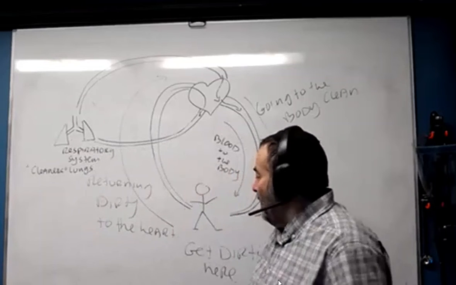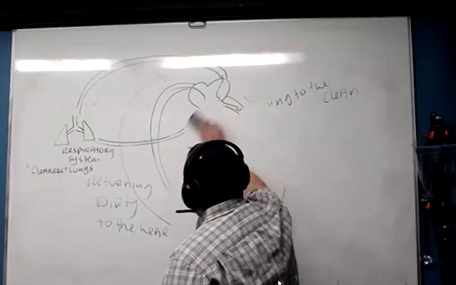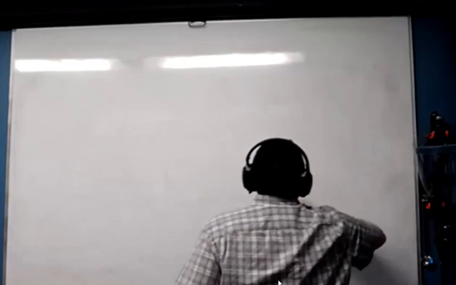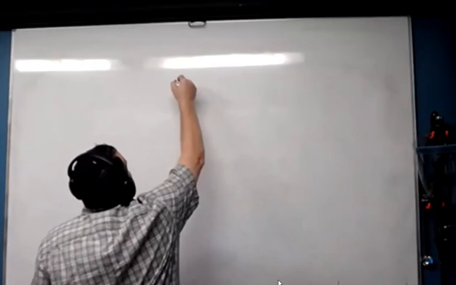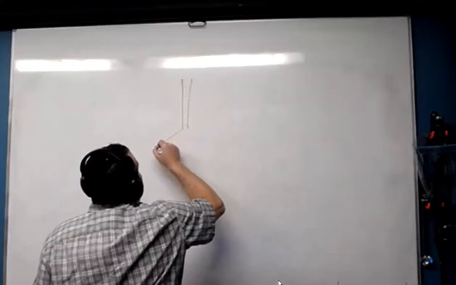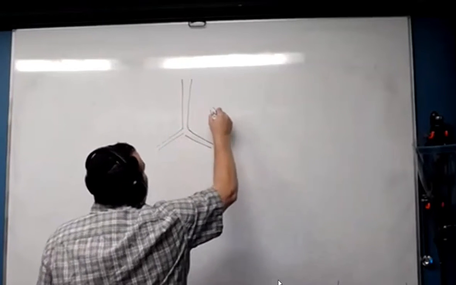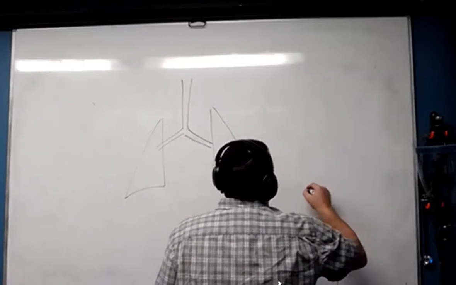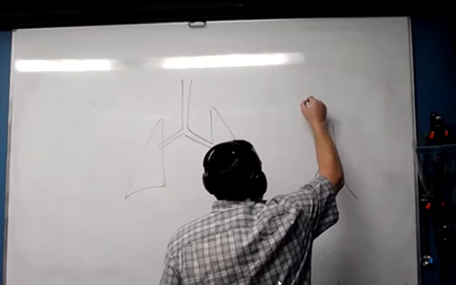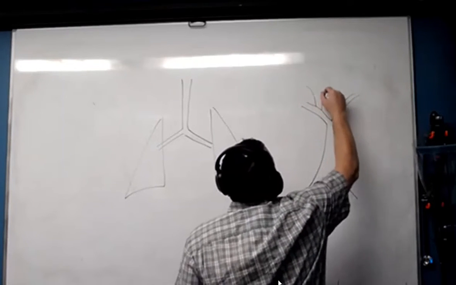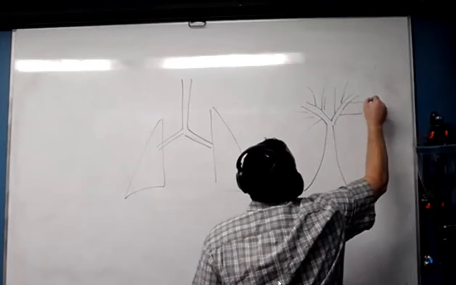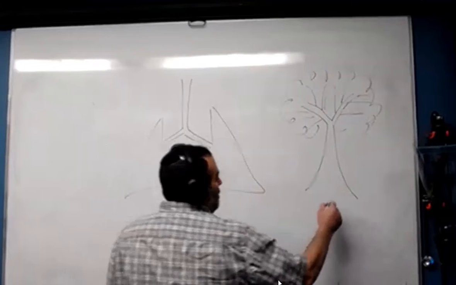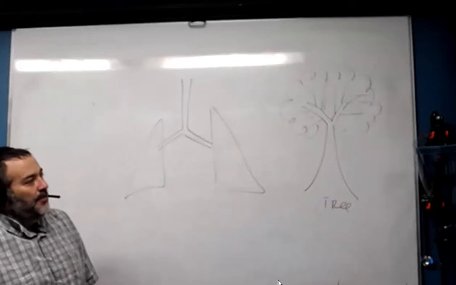Okay? Now, let's talk about the respiratory system, or the system for breathing. The respiratory system is made up of air pipes and the lungs. And I'm going to draw you another picture in just a moment. What's this? Does it look like a tree?